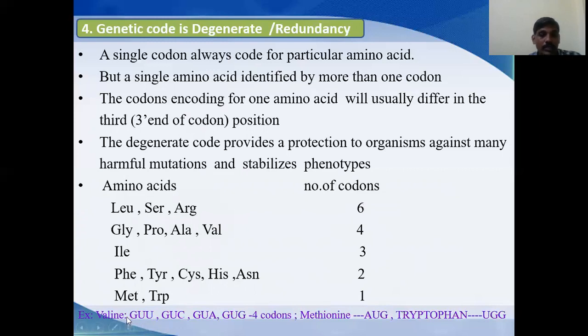For example, valine is identified by GUU, GUC, GUA, and GUG. In these cases, you can observe that the third base position differs while the remaining two are the same. Here U is replaced with C, then with A, and the last one is G, yet they identify only a single amino acid, valine. But methionine is identified only by AUG, and tryptophan only by UGG.